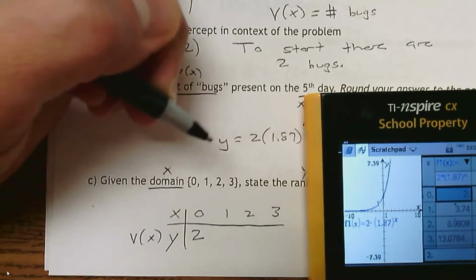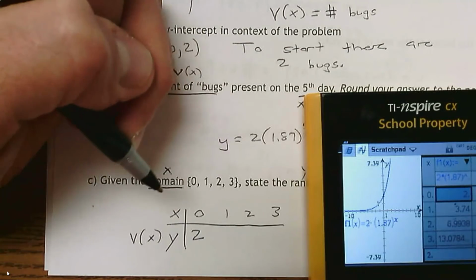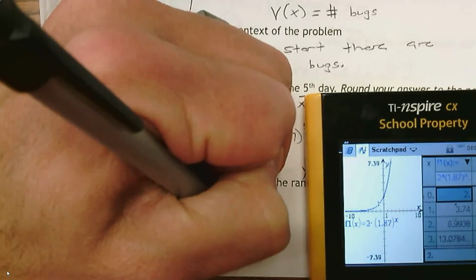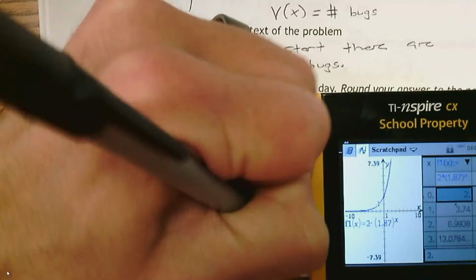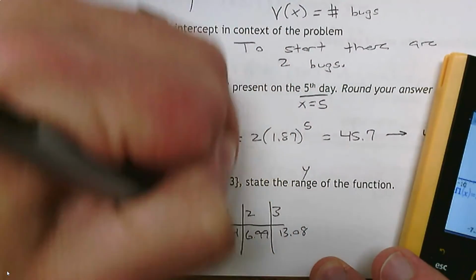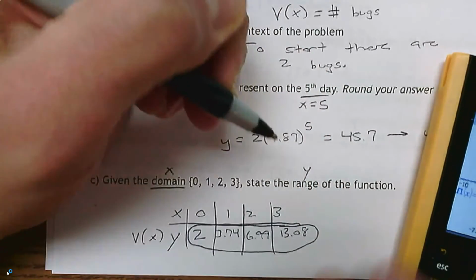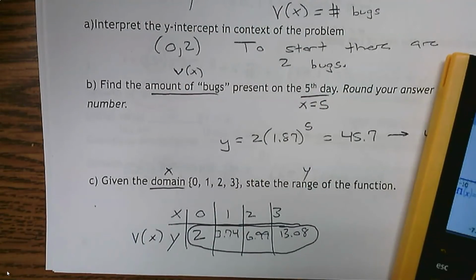There we go. So on the initial day, there's 2 bugs. After day 1, there's 3.74, then 6.99, then 13.08. So the range is this. That's the range, those 4 numbers.